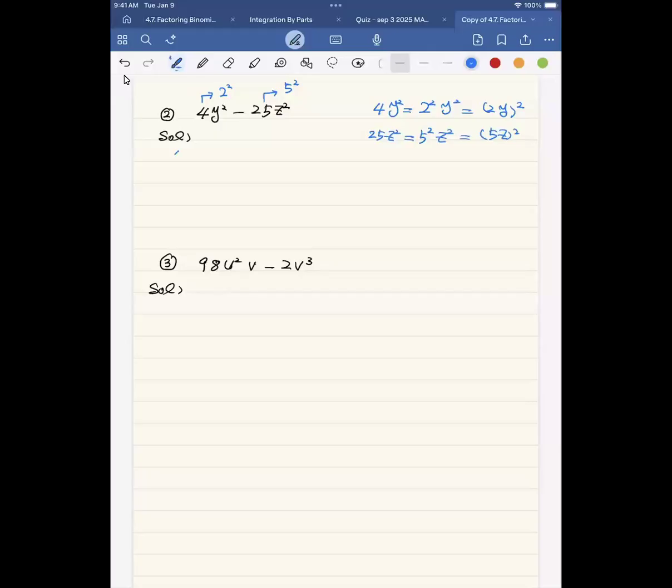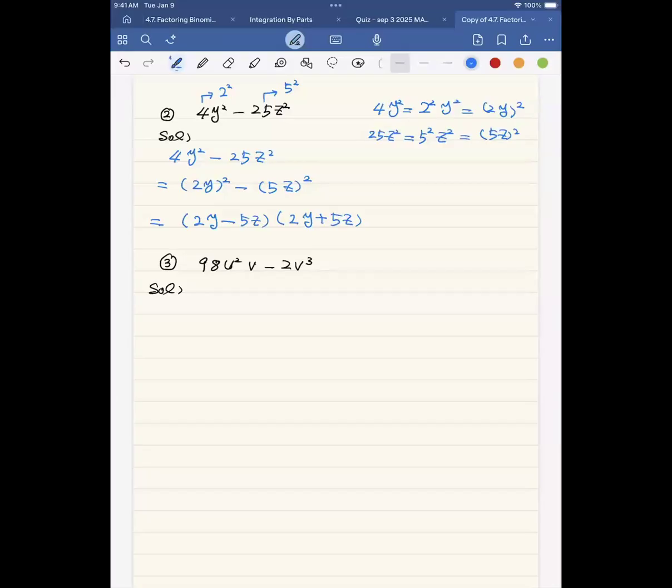So the given binomial 4y squared minus 25z squared can be rewritten as 2y squared minus 5z squared. So we can apply the difference of squares formula. Then it becomes 2y minus 5z times 2y plus 5z.